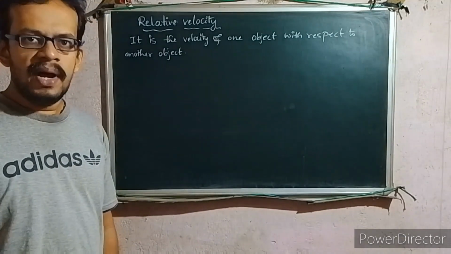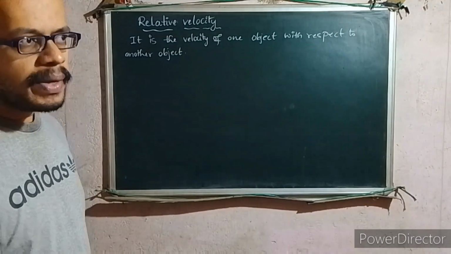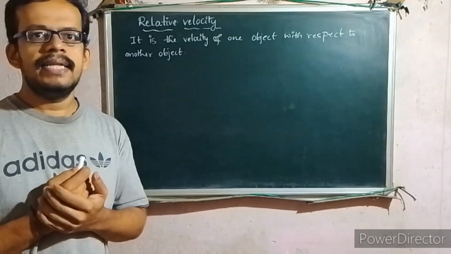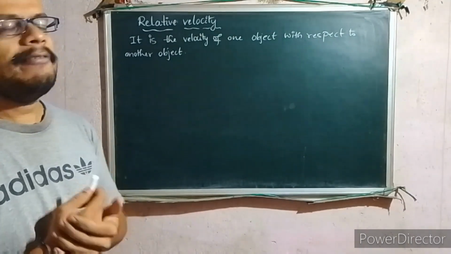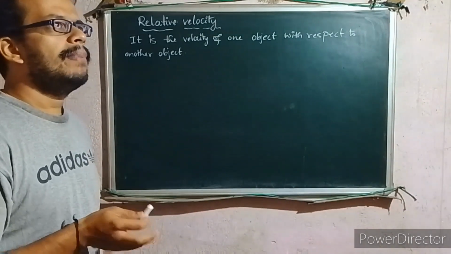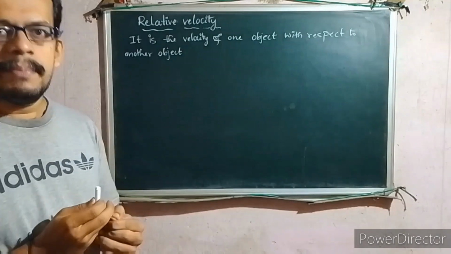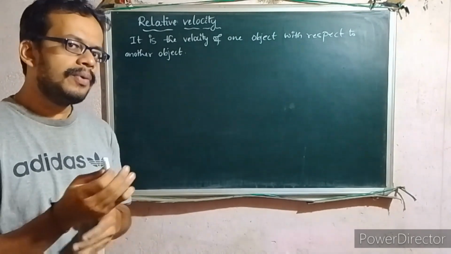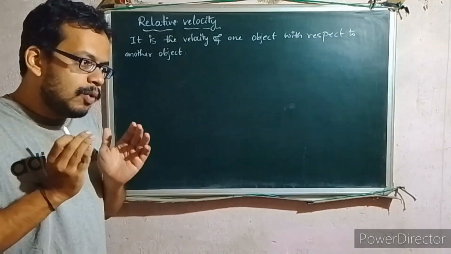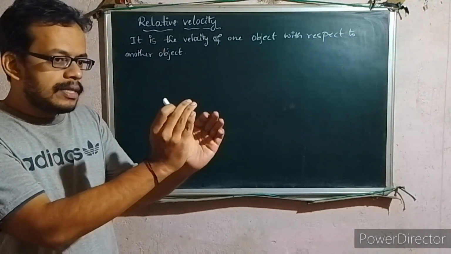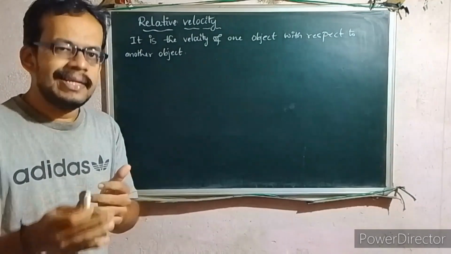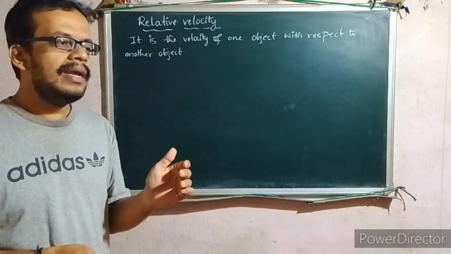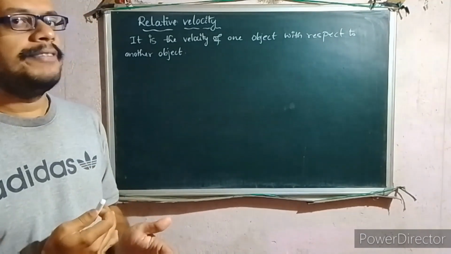So if you want some examples, we can say the common example that we experience in our daily life, that is for example, if you are traveling in a bus, if you see outside or if you see the road, you feel that the road is moving backward. You are moving forward and the road is moving backward. You are feeling like that. That is because it is a relative velocity. Actually, you are feeling the relative velocity of the road.